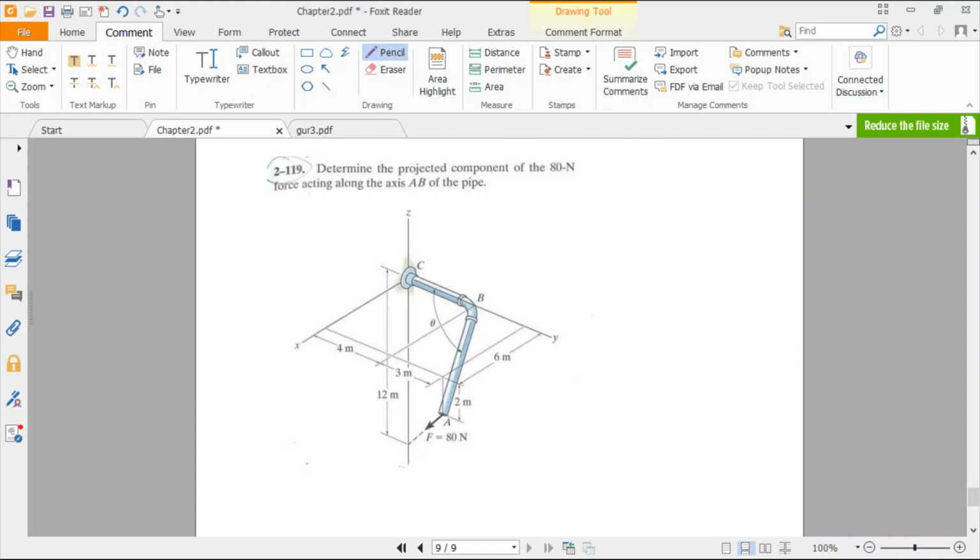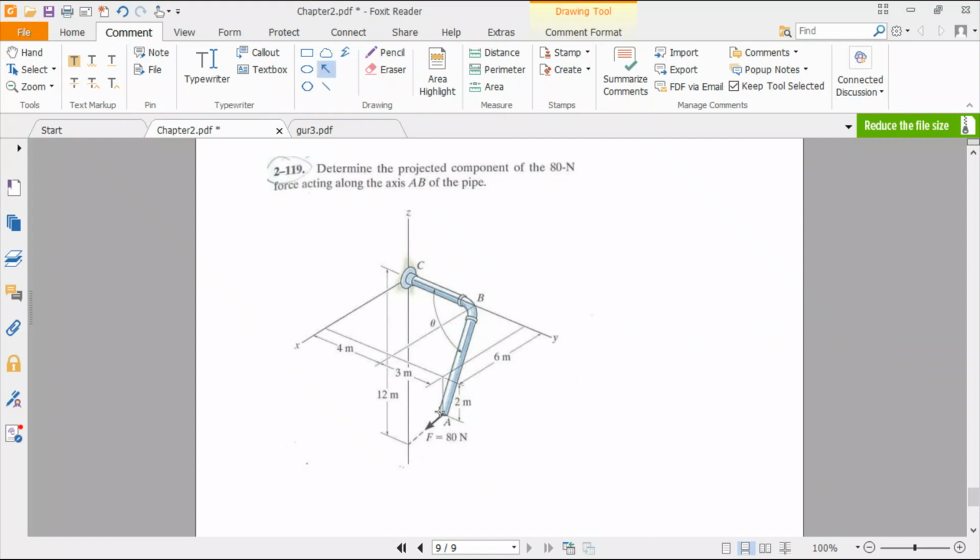Okay, so the coordinates are given. Point B is located 4 meters away from point C on the y-axis, and then it goes to point A. Point A is 2 meters below the XY plane, as you see from the figure, and it is 7 meters away from point C. There exists a force acting on point A. It is directed along the z-axis, and this direction ends 12 meters below the XY plane.